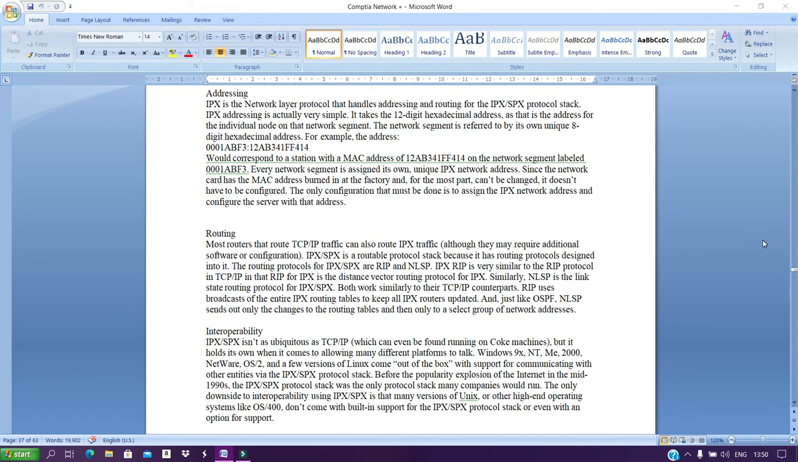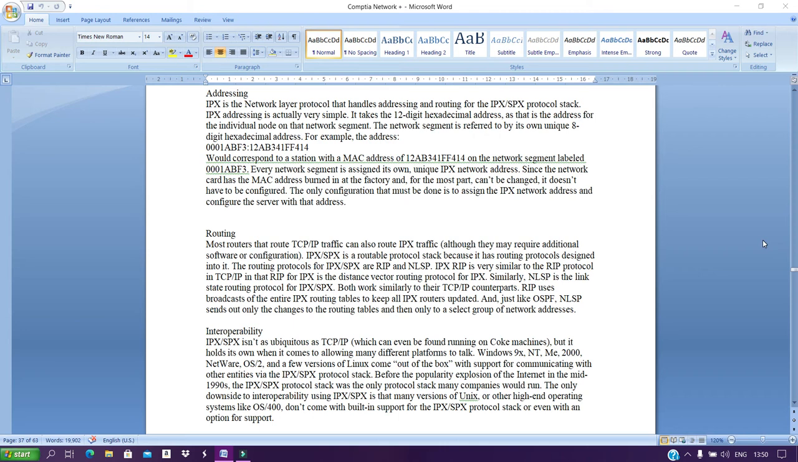Addressing. IPX is the network layer protocol that handles addressing and routing for the IPX/SPX protocol stack. IPX addressing is actually very simple. It takes the 12-digit hexadecimal address as the address for the individual node on the network segment. The network segment is referred to by its own unique 8-digit hexadecimal address.